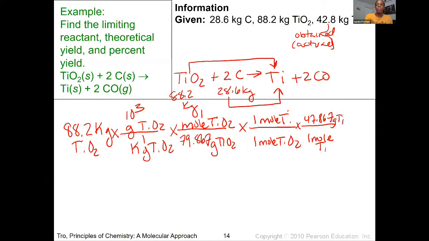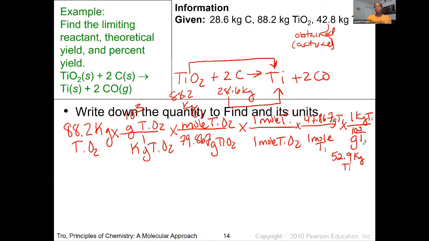And then last step would be to get that to kilograms. So grams of Ti to 1 kilogram of Ti. And we know it's still 10 to the third. Now, when we plug this in, again, those 10 to the thirds, they drop out. So you can plug it in and just say 88.2 times 47.867 divided by 79.867. And what we end up with is 52.9 kilograms of titanium.